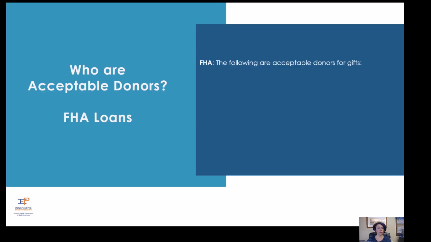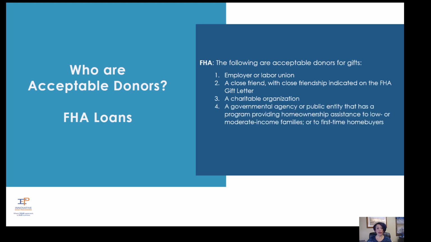Now we go to FHA loans. They're a little bit different, so let's talk about who the acceptable donors are. The employer or labor union, a close friend, which must be documented on the gift letter as a close friend relationship, a charitable organization, a government agency that provides low to moderate income family assistance or first-time home buyers, a family member, which we're going to go through in a little bit more detail next.